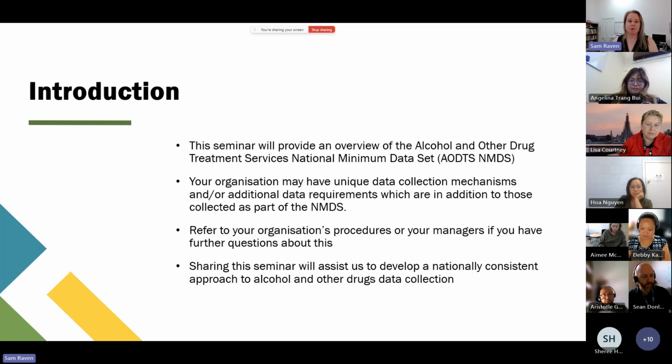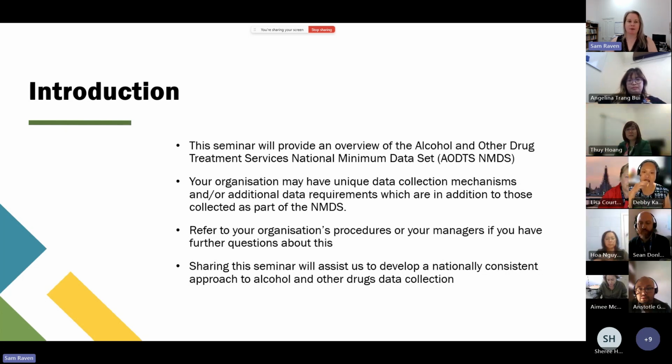The peaks, all the drug and alcohol peaks in each state, so SANDAS included, and we have an equivalent in each state, got together a number of years ago in a concerted effort to develop some real consistency around national minimum data set collection. And that's because it's not a very useful data set if it's not consistently recorded across the country. So that's why we run these seminars in each state.